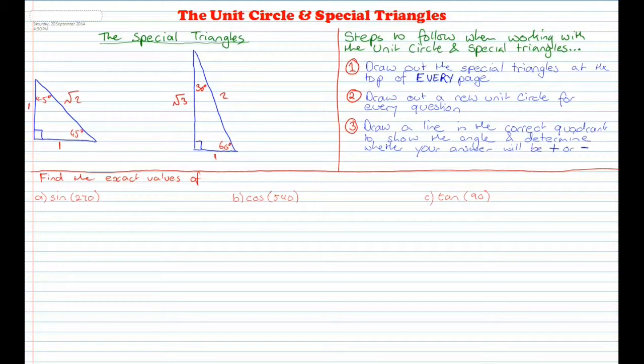Now it's essential that you remember how these triangles look because you're going to need them over and over again throughout this topic. And you're going to have to remember how to do them when attempting questions that do not permit the use of a calculator.